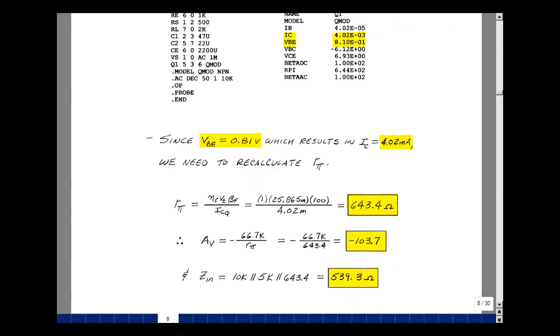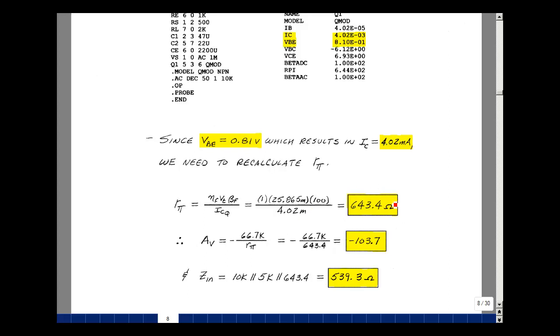If we go back to page 5, this was our expression for r pi. I'm going to use the value of V sub T at room temperature that SPICE is using, and we had this value in Chapter 2. Beta F was 100, and for I sub C, I'm going to use the calculated value of 4.02 milliamps. And I get 643.4 ohms, close to what we had before.